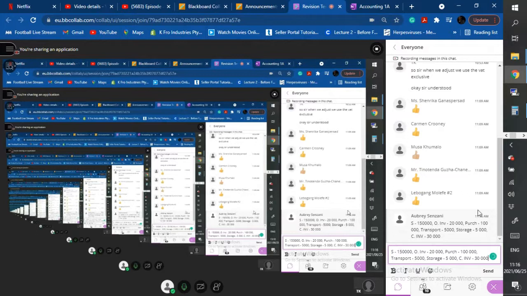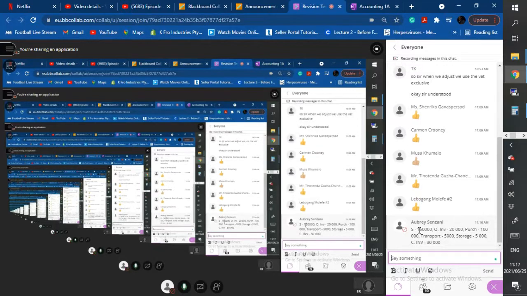All right. So now they're saying use the following information, calculate cost of sales. Sales we are obviously not going to use. Then opening inventory, yes, we're going to use that. Purchases, yes. Transport, yes. Storage, we're not going to use that. And then closing inventory.